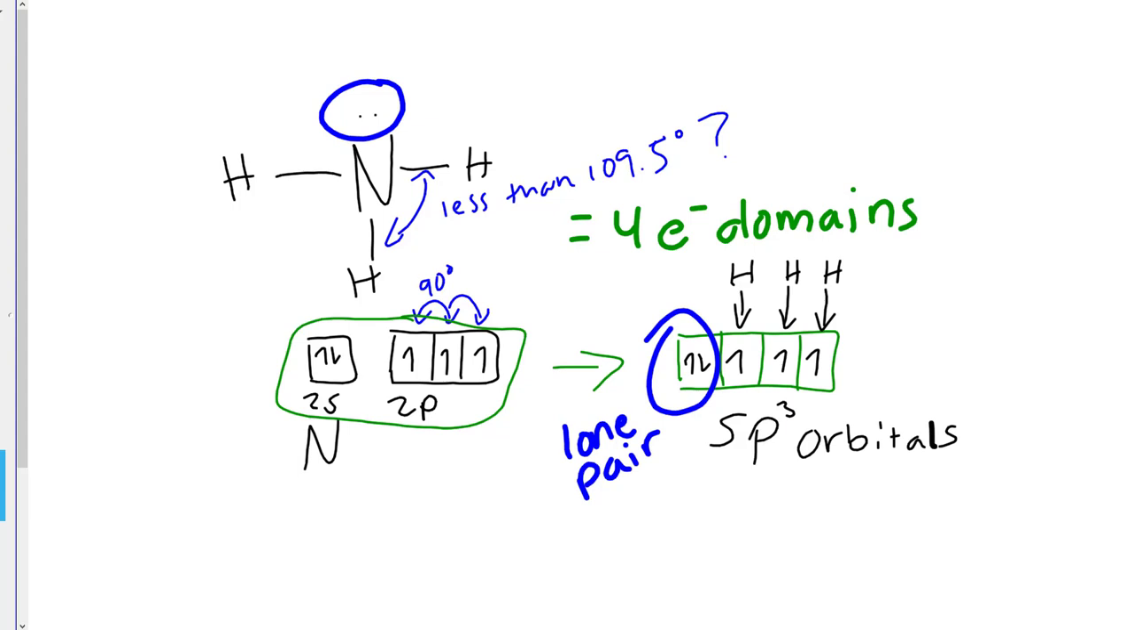Now, because I have 4 hybrid orbitals, they line up the same as electron domains. 4 electron domains has a bond angle of around 109.5. So now that explains my bond angles. We're going to make a quick and easy cheat table to figure out how many electron domains equals what kind of hybrid orbital. Let's first talk about d's, and then we'll make a table so we can cover them all in one table.